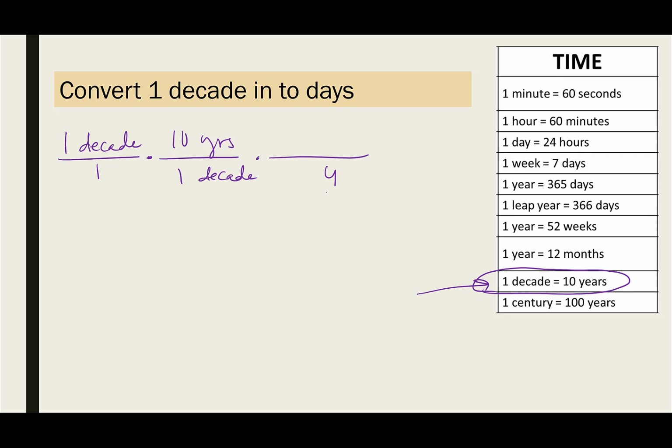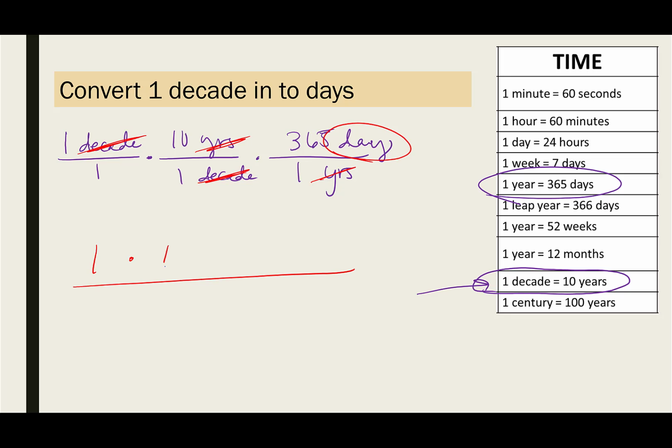Now we're going to cancel out the unit of years, and we know 1 year is 365 days. So here we have decades cross out, the unit of years cross out, leaving us in unit of days. So we're going to do 1 times 10 times 365 over 1 times 1 times 1, and this leaves us with 3,650 days. I know that you can figure that out just by crunching numbers, but the whole purpose of this lesson is to teach you this specific method of converting units. So let's do one more.